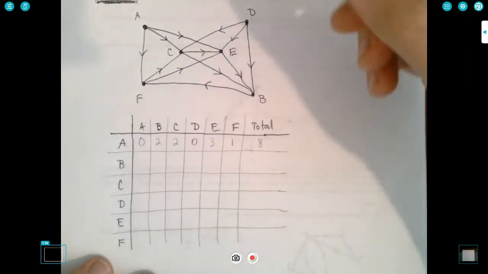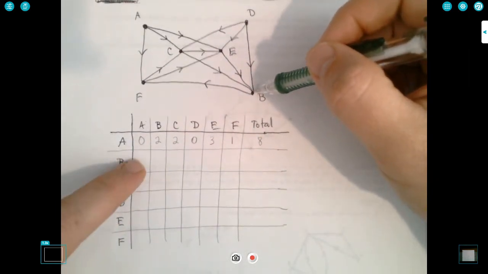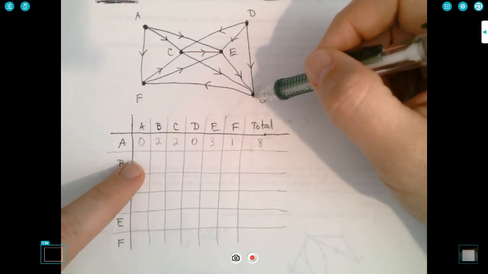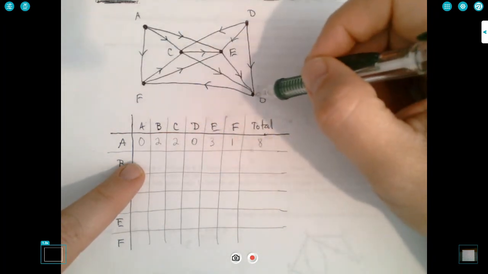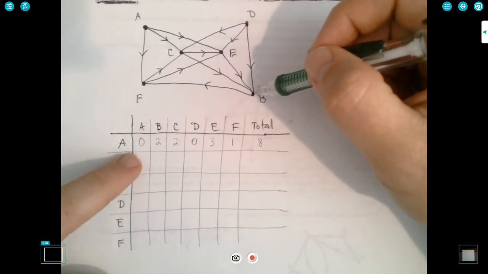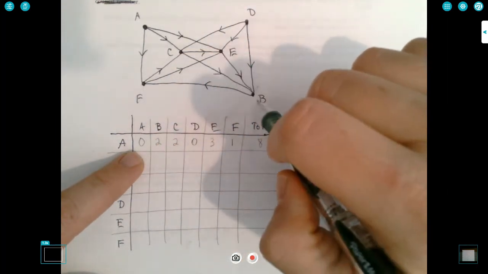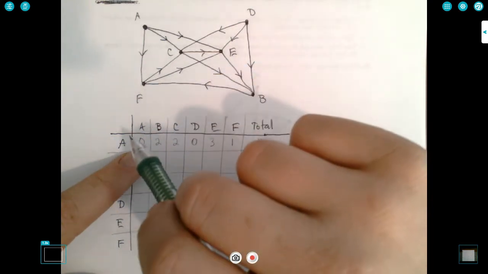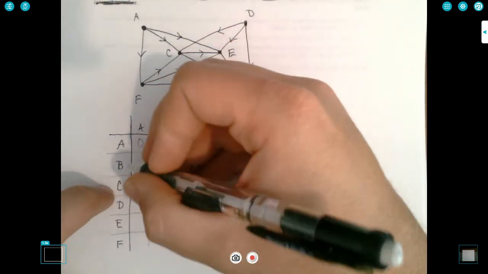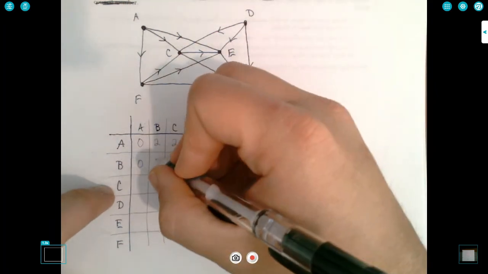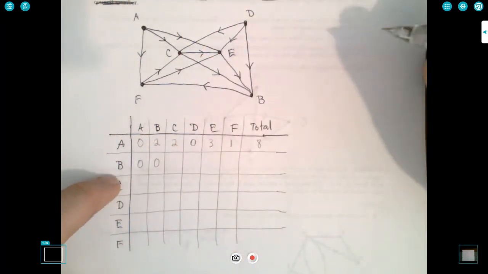But, okay, so for B, does B have influence over A? No direct influence, right? B only goes to F. That's the only direct influence B has. But what about secondary influence? We could go from B to F to E, or from B to F to C, and that's it. So it never gets to A. Doesn't make sense to talk about having influence over yourself.